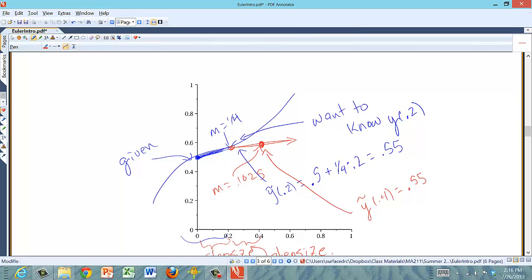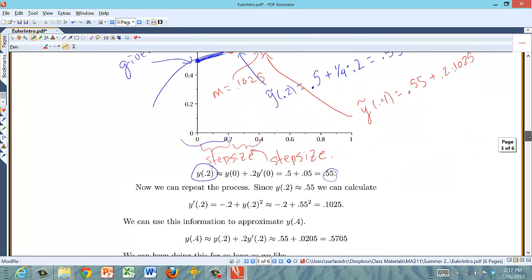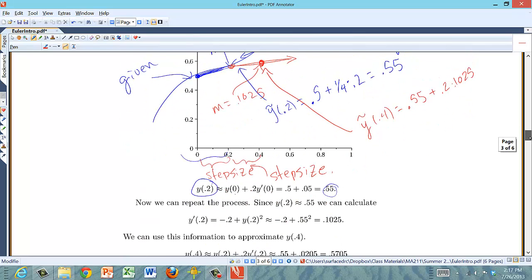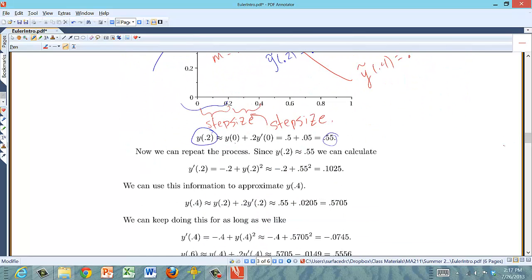So I'm going to head off from 0.55 with a slope of 0.1025, and I'll take 2/10 of a step, so that's plus 0.2 times 0.1025. And that gives me my new estimate, and I wrote down what that estimate is here. It's 0.5705. Okay? And now I'll just keep doing this.